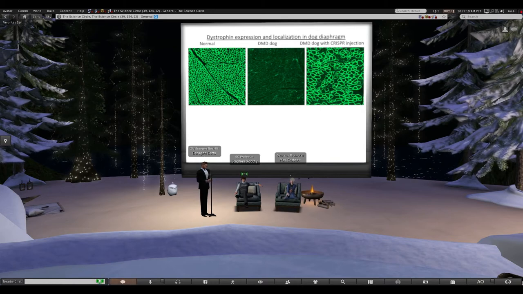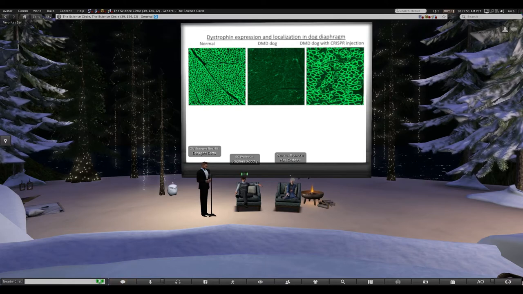What I'm showing here is staining of the dystrophin protein in muscle tissue. On the left, this nice little green honeycomb-looking structure is normal diaphragm tissue with dystrophin nicely arranged around the cell membranes. In the middle is a dog with Duchenne muscular dystrophy, and you don't see that structure. If you looked at the phenotypes of these dogs, they don't walk very well, they can't jump, they are highly disabled, a good model of the disease.